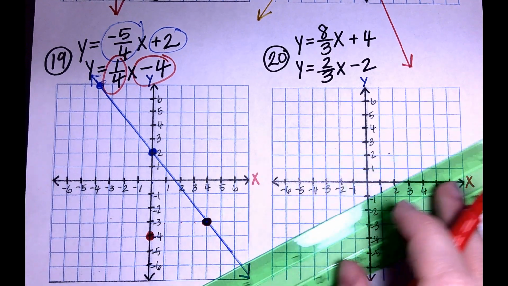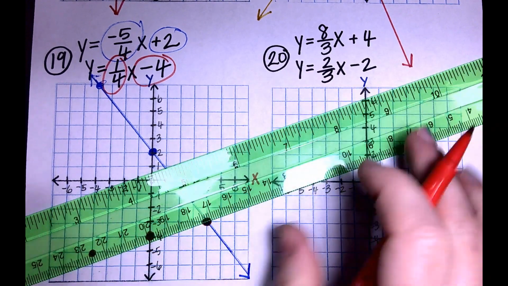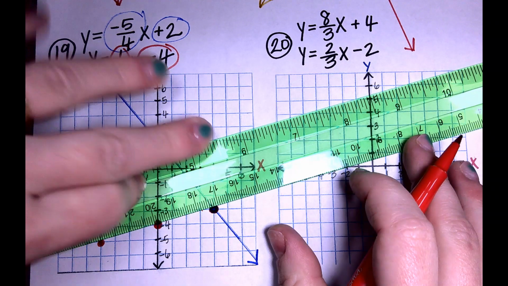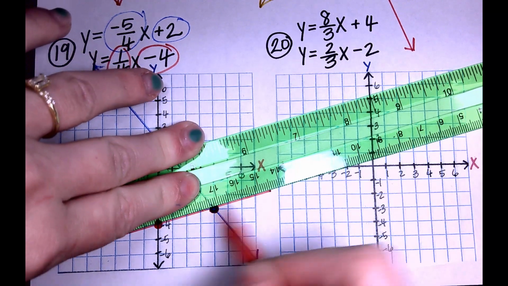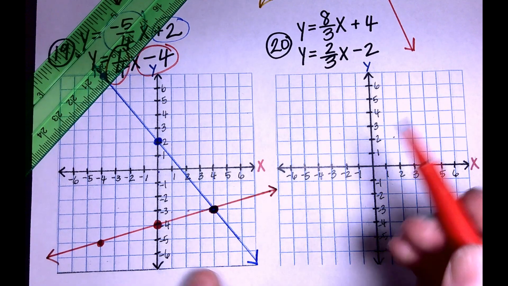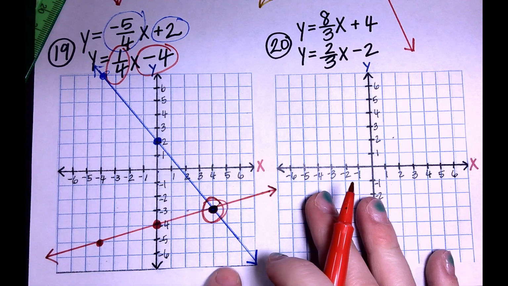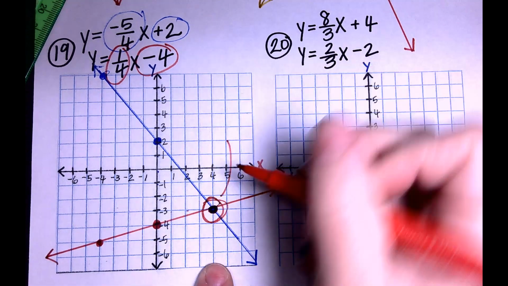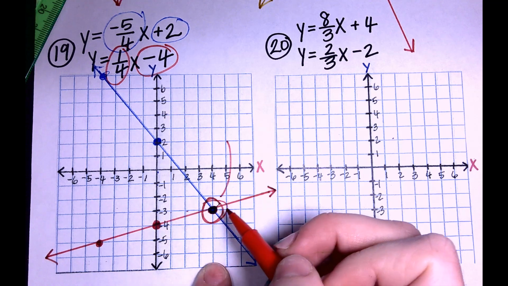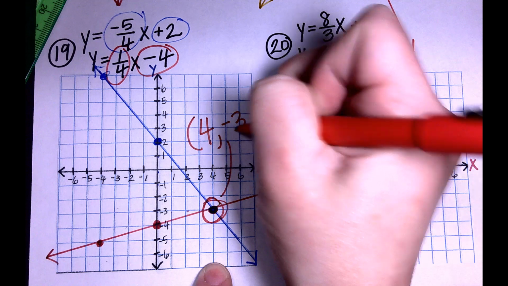So that will be my second line. I'll just connect these dots. And what is the answer for my intersection? 4, negative 3. 4 is my x. Negative 3 is my y. Perfect.